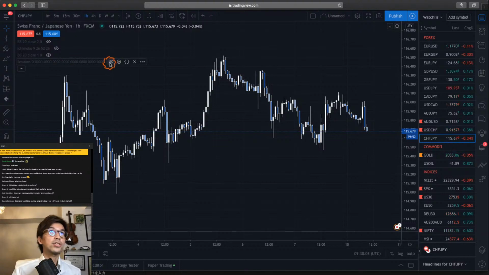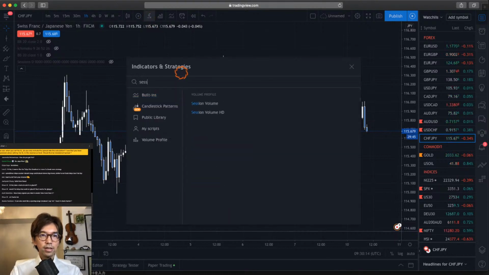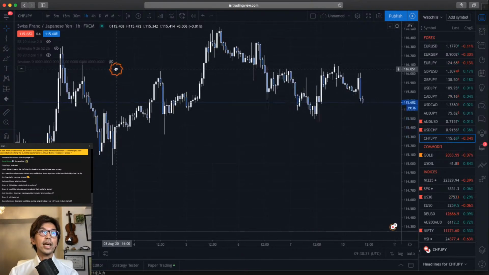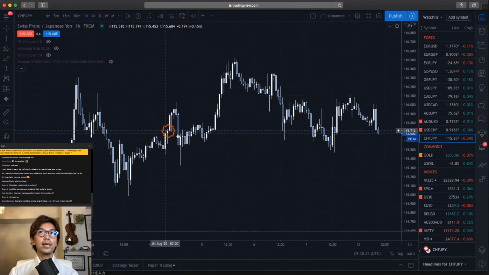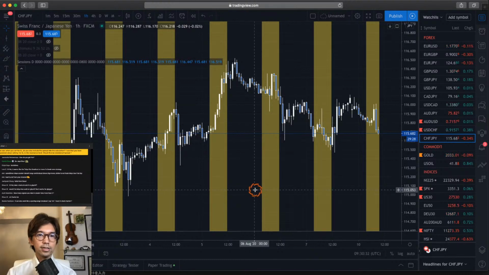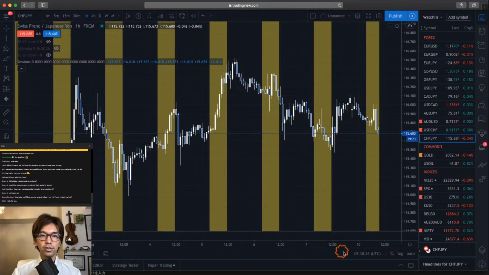This is called sessions. So you can just simply come to the indicators and type sessions, and you find this one, sessions on the chart. So this is the one that I'm using, and here is the Asian sessions, I mean Tokyo sessions. So this is in UTC. The TradingView that I'm using is actually on a UTC time zone, as it says below here.